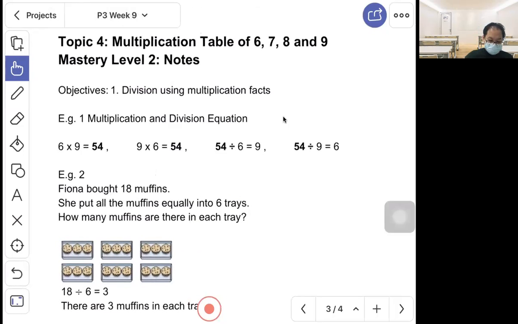Now we go to mastery level 2. So the objective is to learn to do division using multiplication facts. So earlier on, we touched on multiplication. So now we touch on division equation. It's related. You see, 6 times 9 equals 54. So how about taking 54 divided by 6? So it's like working backwards, you get a 9. 9 times 6 is 54. So 54 divided by 9, that will give us 6. So can you see the pattern?